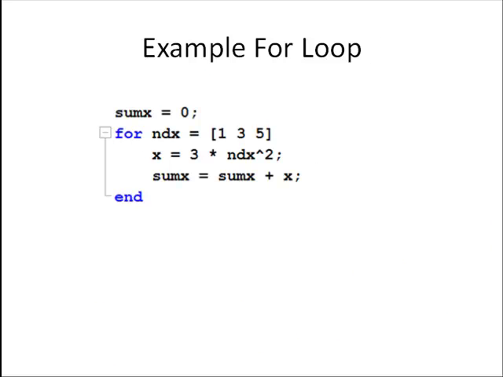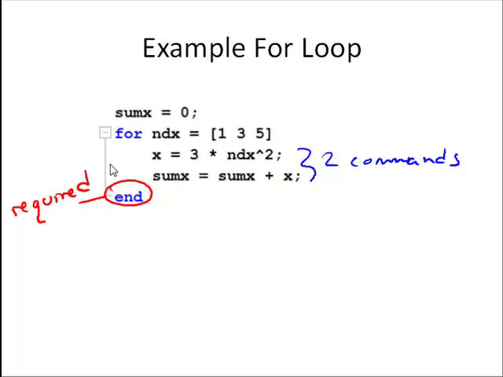So here's an example. Here we're just predefining some x, and then we have a for index equals 1, 3, 5. Then we have two commands, and everything inside the for loop is executed sequentially, just like what we've been doing to date. And then we always have to have this end statement. The end is required for for loops.